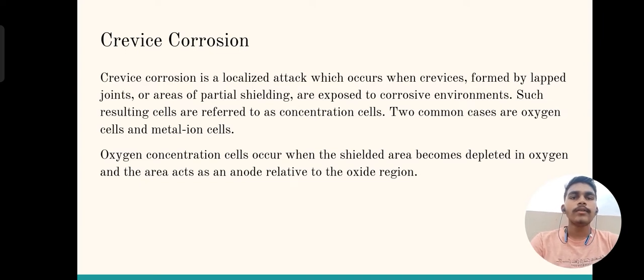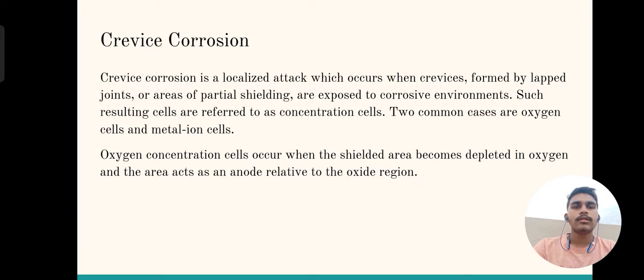Crevice corrosion. Crevice corrosion is a localized attack which occurs when crevices formed by lapped joints or areas of partial shielding are exposed to corrosive environments. Such resulting cells are referred to as concentration cells. Two common cases are oxygen cells and metal ion cells.